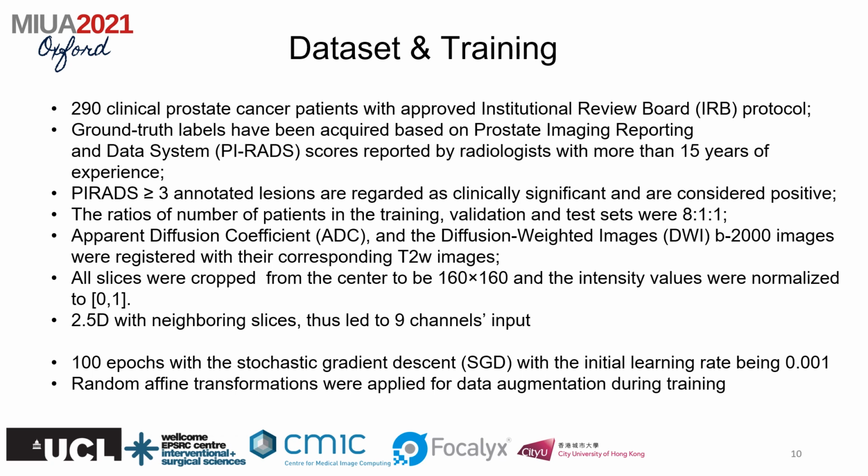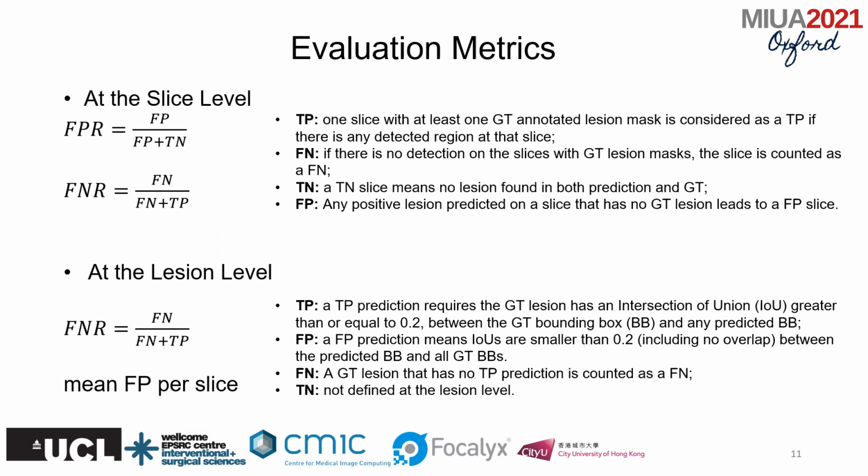The neighboring slices are included as the 2.5-dimension input. In the training process, the network is trained for 100 epochs, with the initial learning rate being 0.001. Random affine transformations were applied for augmenting data during training. The evaluation metrics are defined at both the slice level and the lesion level.